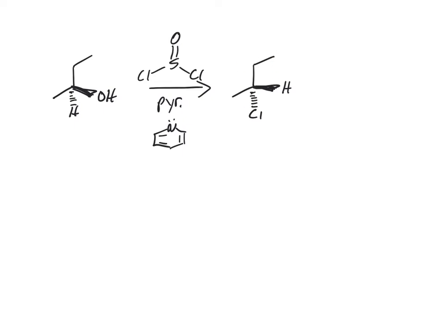That should make you think, well, the alcohol was wedged, and the thing we substituted on here is hatched. That means there must be an SN2 reaction going on here, right? It's a secondary alcohol, and we're thinking SN2 reaction for sure, so the mechanism must involve that.